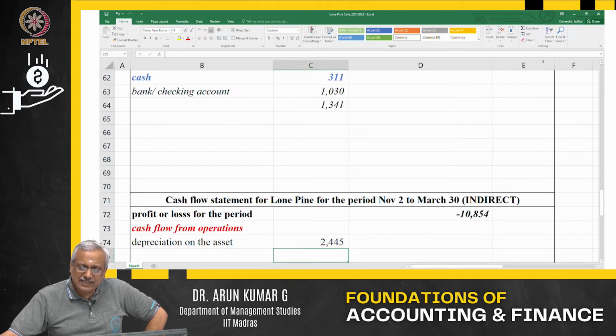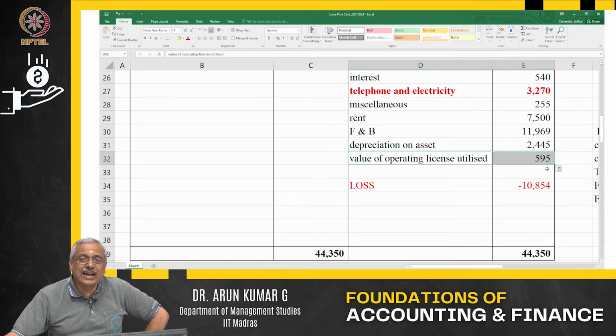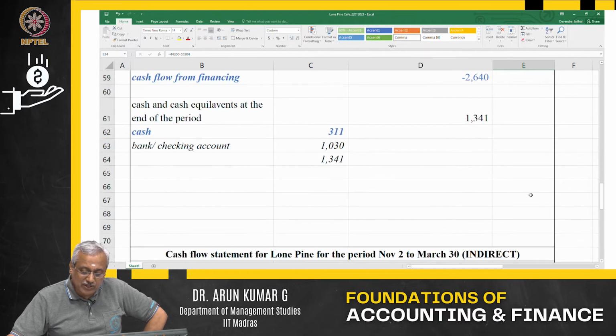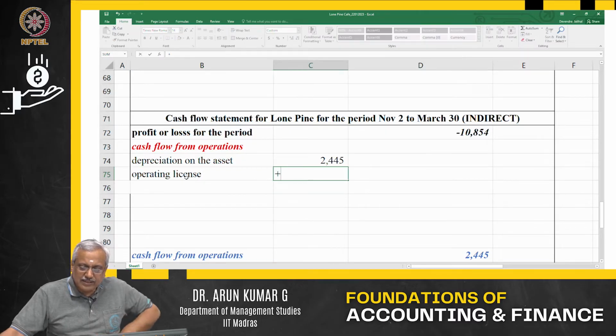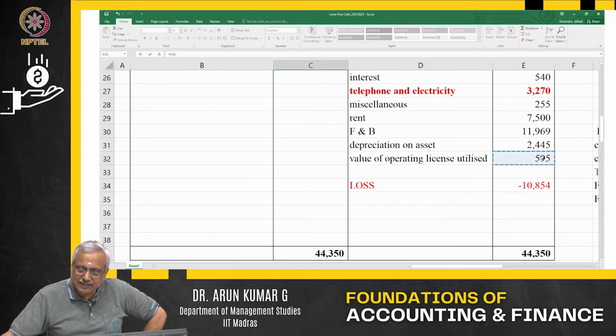Now, what is the other expenditure you have added in this particular case? The operating license that you have utilized, $595. But is there a cash outflow? There is no cash outflow. Because you have deducted this as an expenditure, you have got this profit. Now I need to know the cash, so I add back the operating license amount.